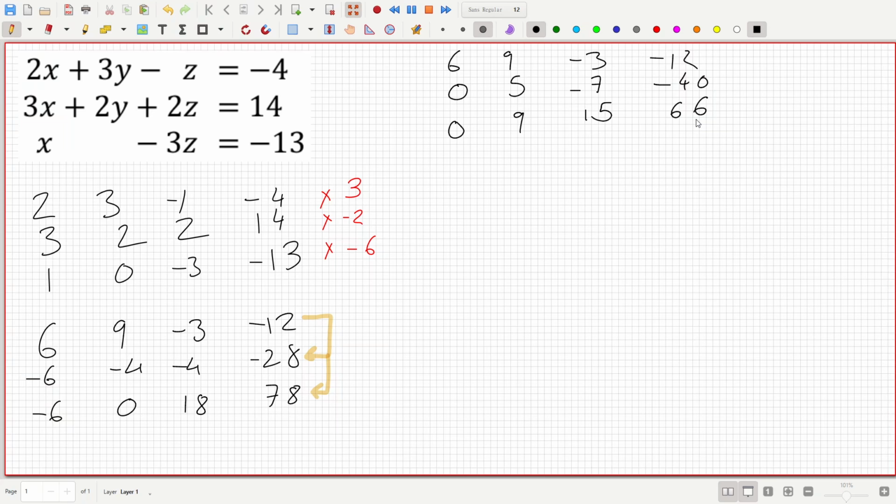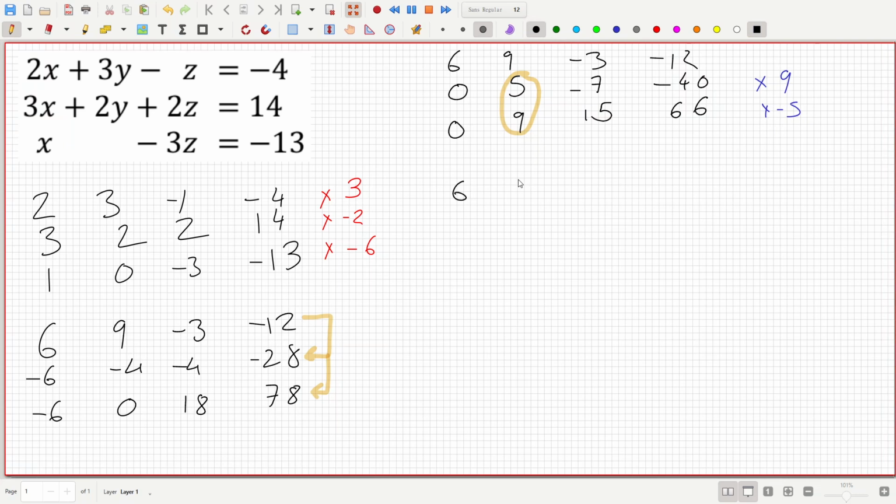Then you do nearly the same thing again for the second row. But this time you don't have to do it for all 3. You just have to focus on these 2. And again, just like before, you want them to be the same, the top one a positive and the rest a negative. I can achieve that if I multiply this by 9 and this by -5.